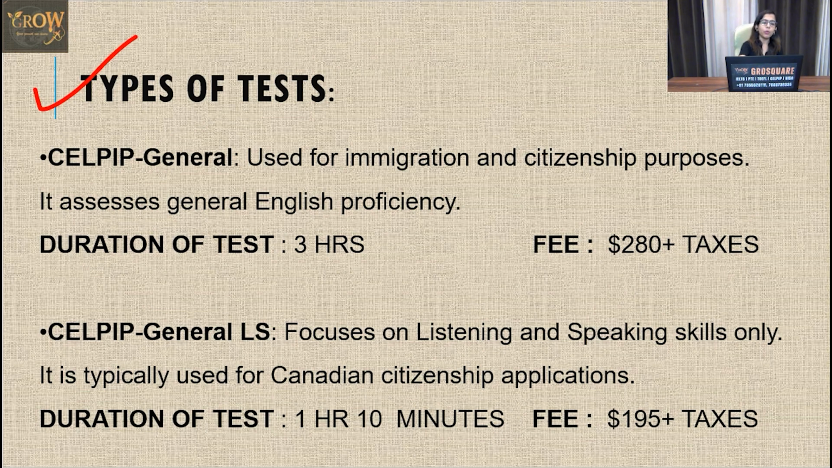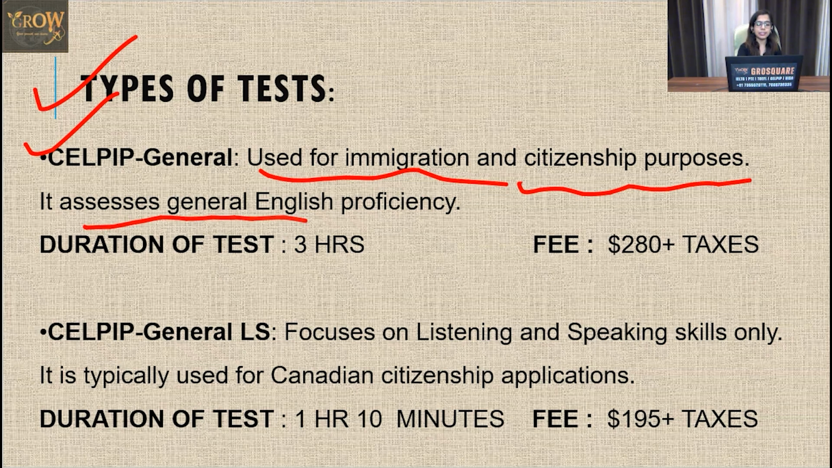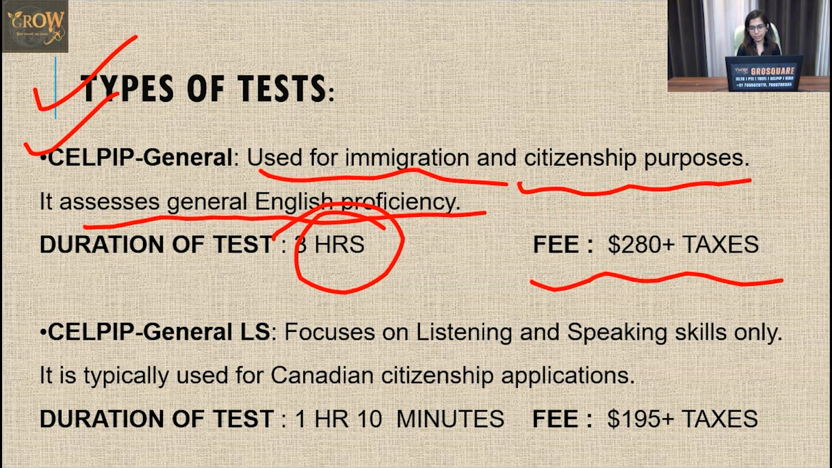So what are the types of CELPIP tests? This is also divided into two parts, right? There are two types of tests. The first one is CELPIP General, right? CELPIP General is basically used for immigration and citizenship purposes, and it assesses general English proficiency. The duration of the test is 3 hours, and the fee that you have to pay is $280 plus taxes, right?